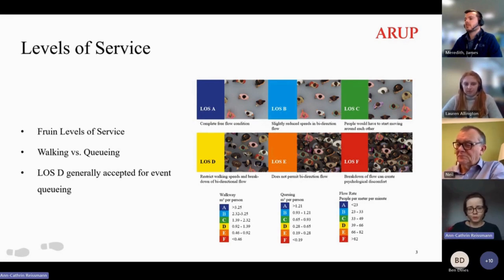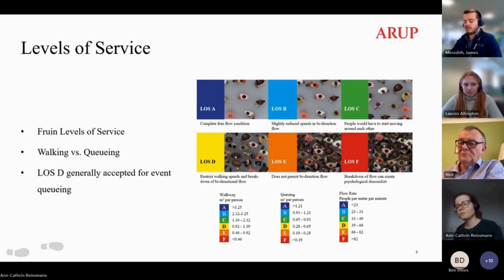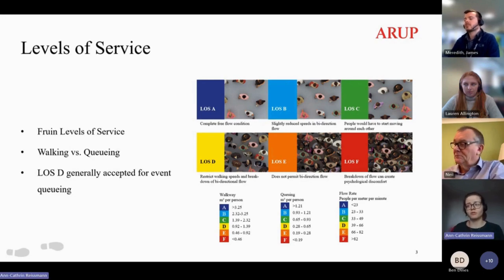There are also flow rates, which are quite handy in calculating widths required. So if you've got a gate somewhere that's a pinch point, if you know how many people walk through it per minute, you can see how wide that should be. Generally, as a rule of thumb, level of service D is considered generally acceptable.